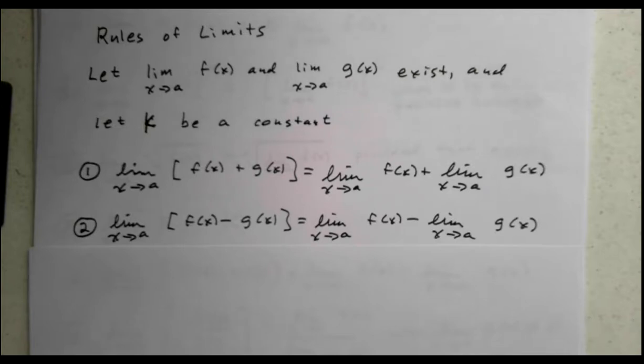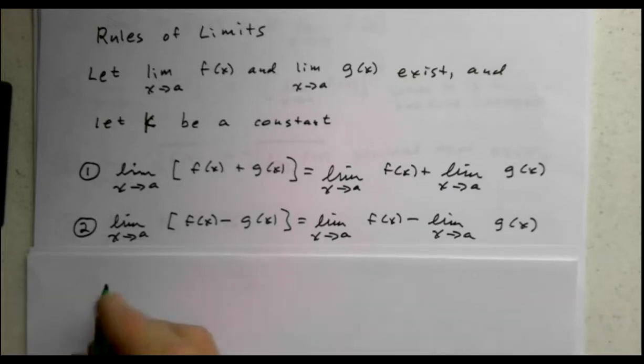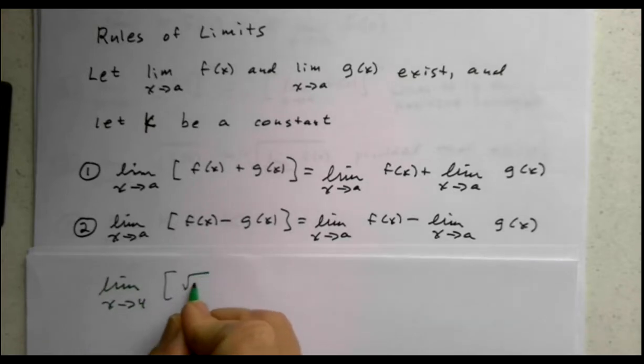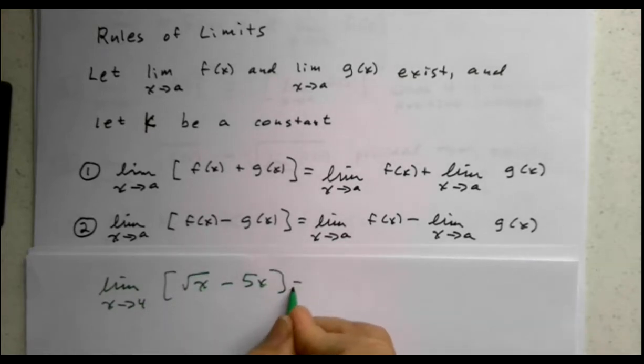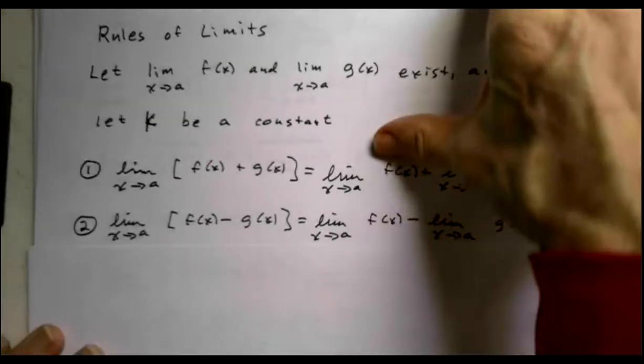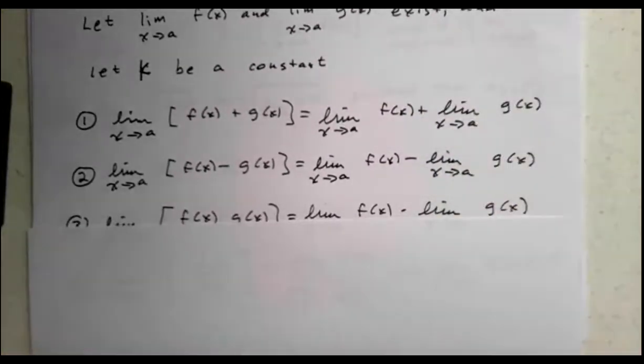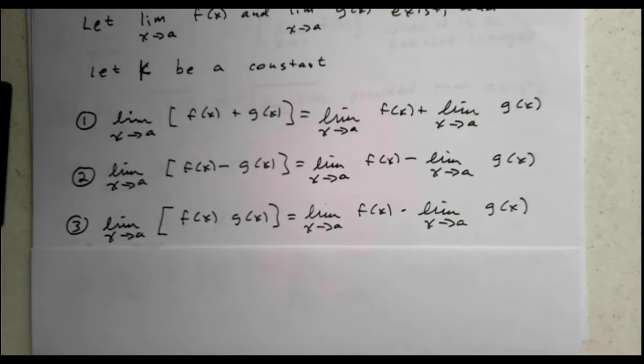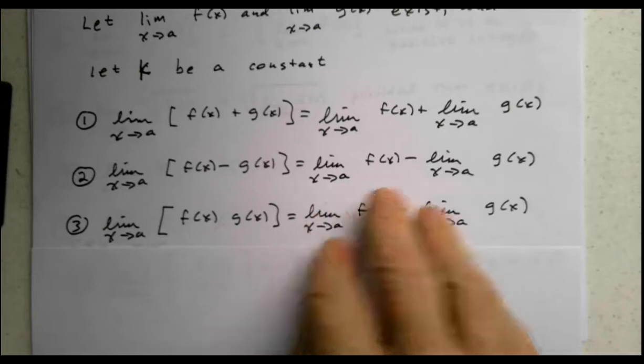So no surprise if I gave you something like this, and I said the limit as x goes to 4 of the square root of x minus 5x, you would say that's the limit as x goes to 4 of the square root of x minus the limit as x goes to 4 of 5x, whatever that's going to be. All right, similarly, next up we have the limit of f times g is just the limit of f times the limit of g. So what would that look like?